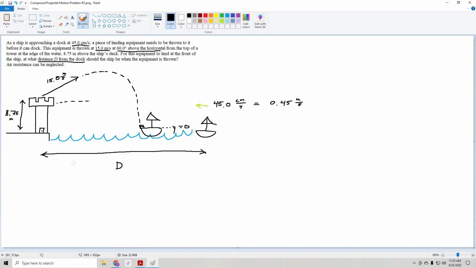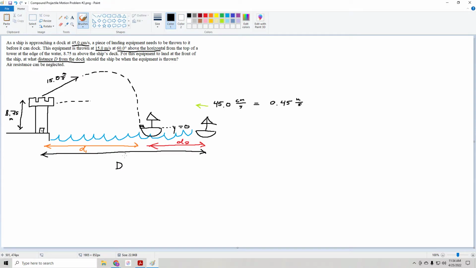We can think of this as the sum of two distances, really. It is the sum of what we'll call distance 1, d1, which is the horizontal distance covered by the equipment as it's thrown off the tower and lands on the ship. And then there's a second distance, which we'll call d2, which is the distance that is covered by the boat as it's moving through the water while it's waiting for the equipment to land on it.